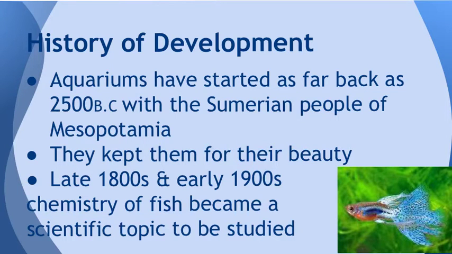Aquariums have started as far back as 2500 BC with the Sumerian people of Mesopotamia. The Sumerian people kept them for their beauty. This fish right here is pretty. In the late 1800s and early 1900s, chemistry of fish became a scientific study.